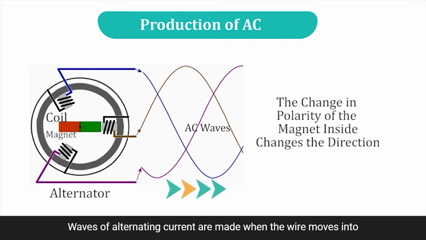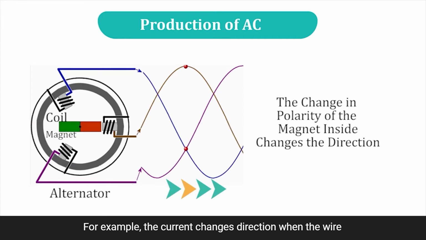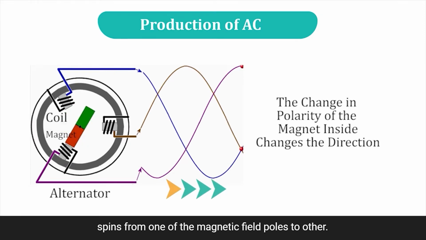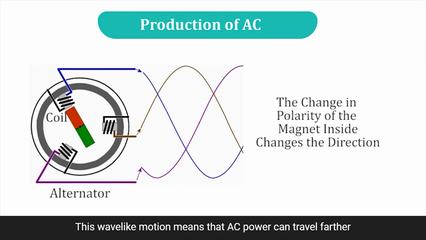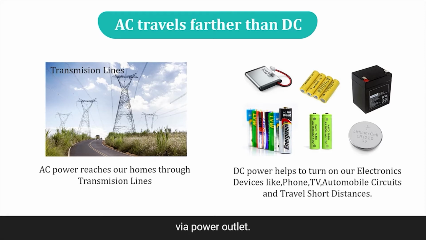Alternators create AC power by spinning a wire loop inside a magnetic field. Waves of alternating current are made when the wire moves into an area of different magnetic polarity. For example, the current changes direction when the wire spins from one of the magnetic field poles to the other. This wave-like motion means that AC power can travel farther than DC power, a huge advantage when it comes to delivering power to consumers via power outlets.